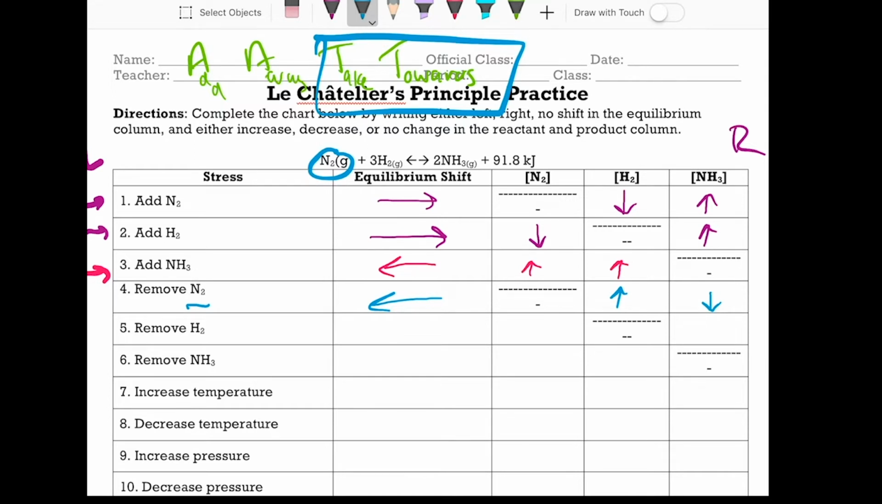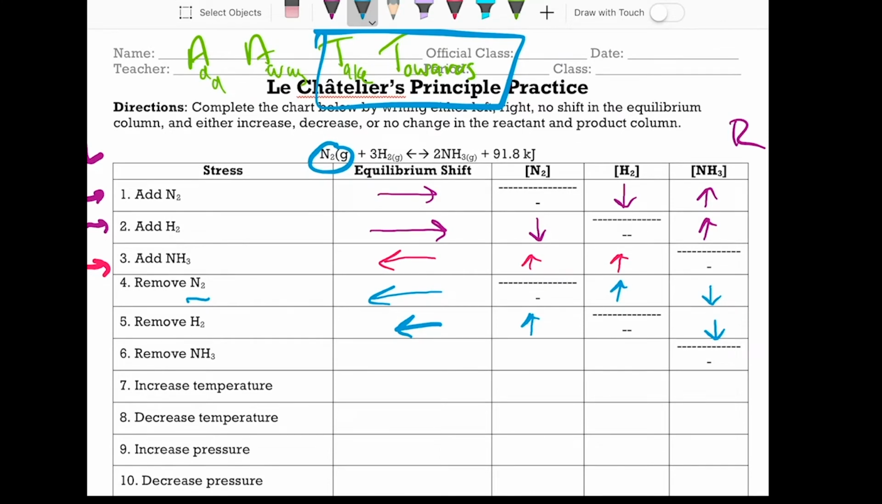If you remove H2, it's the same thing. You shift towards the left, and you're making your N2, and you are using up that NH3 to do so. If you remove NH3, now the right side is the weaker side, so left is stronger, and you're moving towards the right. So when you do that, you're using N2 and you're using H2.